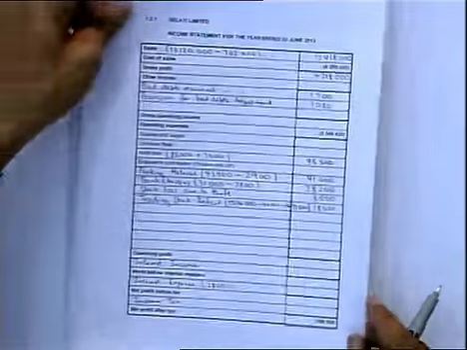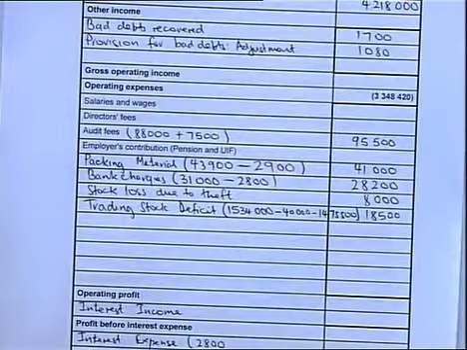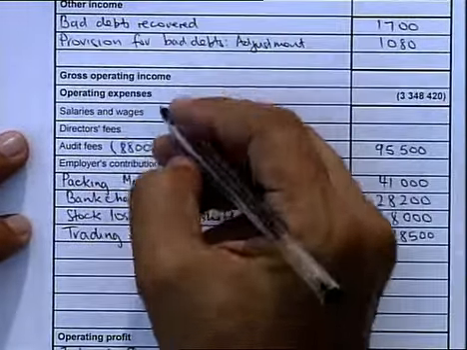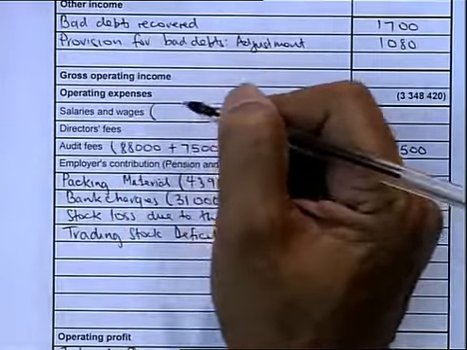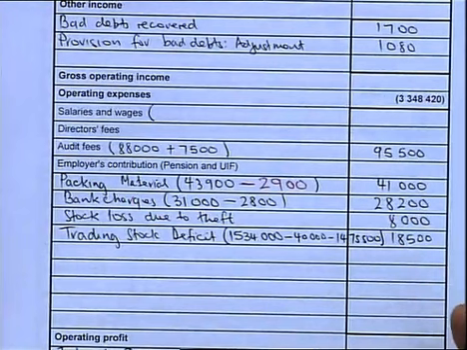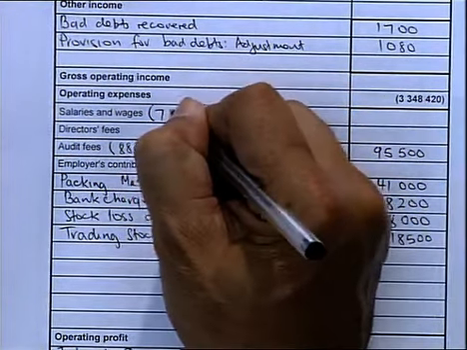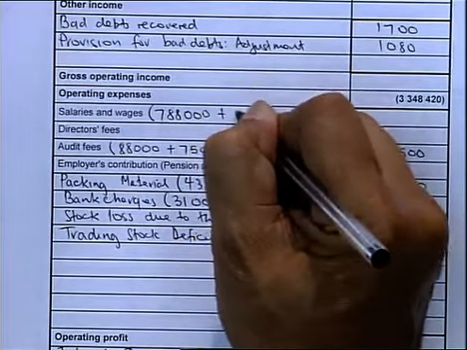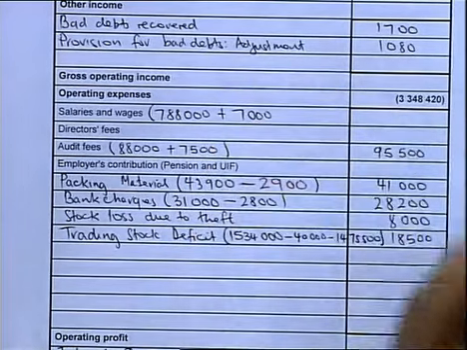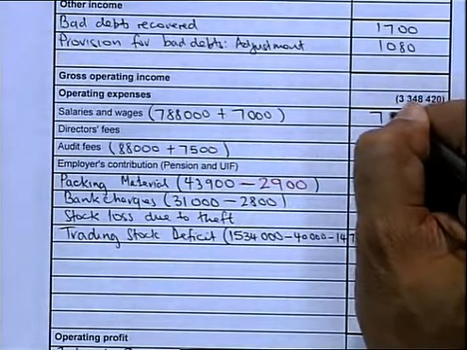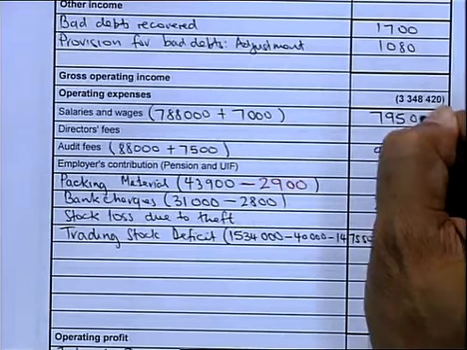So how does that affect my income statement? We have the line item, salaries and wages. Opening total according to the trial balance is given, and that will be 788,000. Plus the 7,000 of the gross that was omitted gives me 795,000.